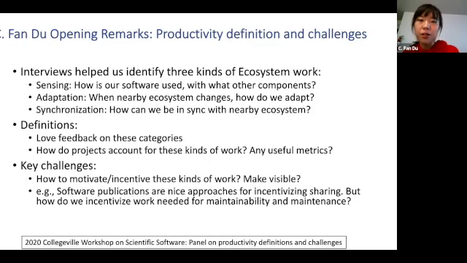I am currently doing my research on scientific software work, most of the time with James at the University of Texas at Austin. James is around here today as well. He's very enthusiastic about software.